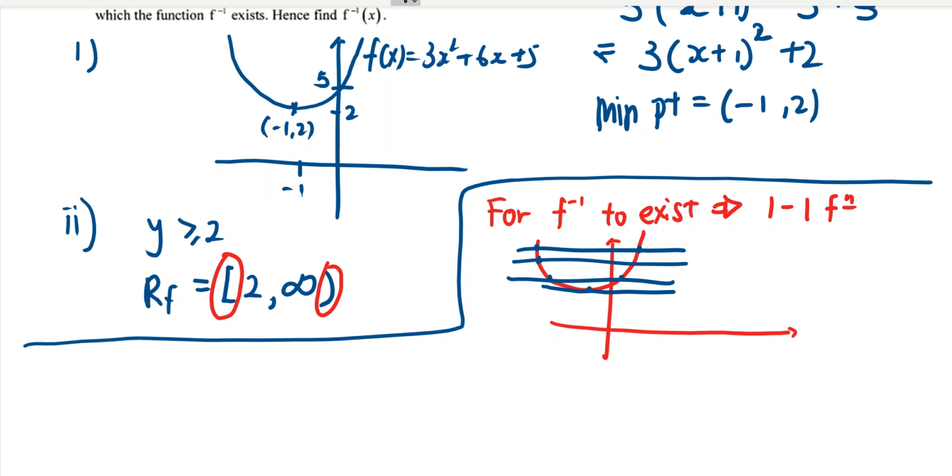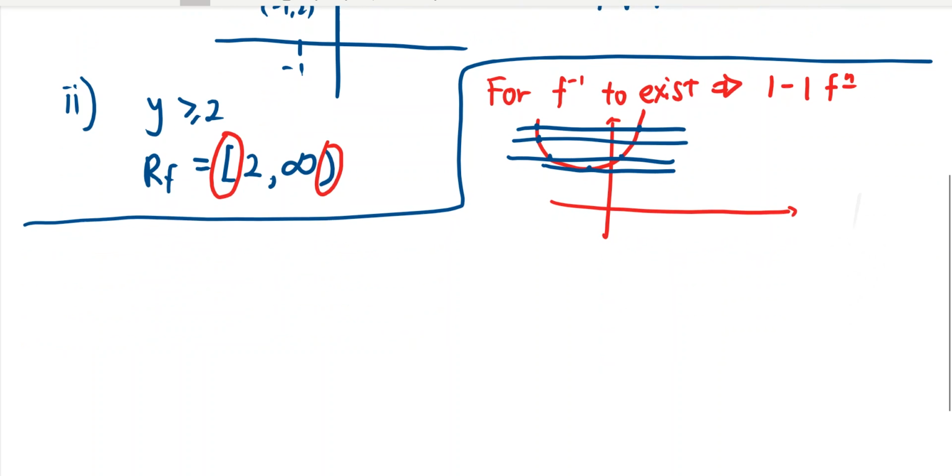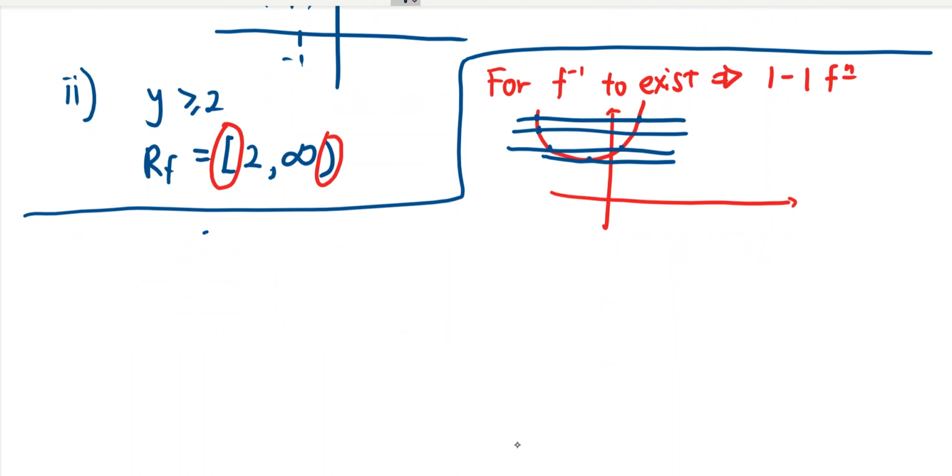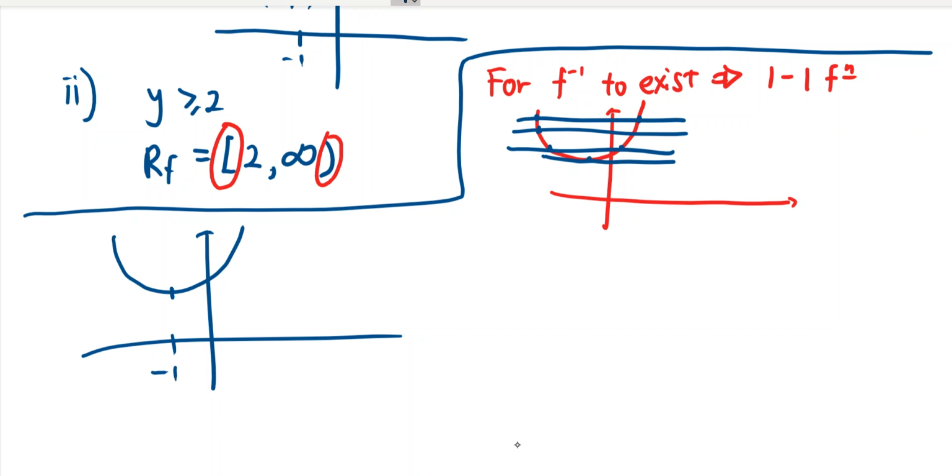When we talk about the domain, we are talking about the x values. Let me draw the graph again. So this is the graph, a U shape over here. At this moment, this is where your k is. I can take either the left side or the right side so that the graph is 1-1.